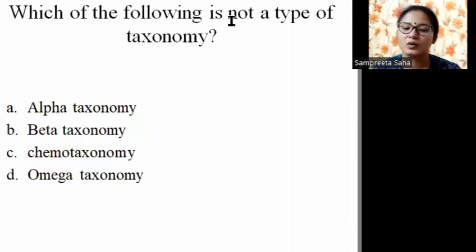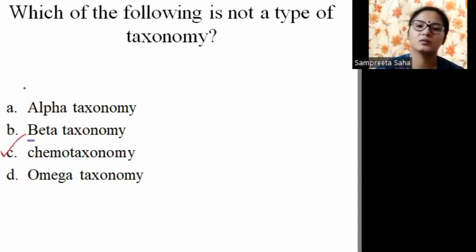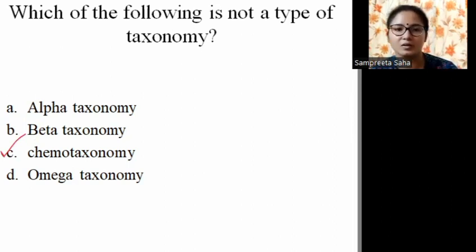Next question. Which of the following is not a type of taxonomy? In the previous lecture, I discussed the branches of taxonomy. So do not get confused with the branches and types. First one is alpha taxonomy. Yes, that is the branch of taxonomy which only takes into consideration the morphology. So this is a branch of taxonomy. Beta taxonomy is a type of taxonomy. Chemotaxonomy is a branch of taxonomy, not a type. Omega taxonomy is a type of taxonomy. So our answer will be chemotaxonomy, which is a branch of taxonomy, not a type of taxonomy.